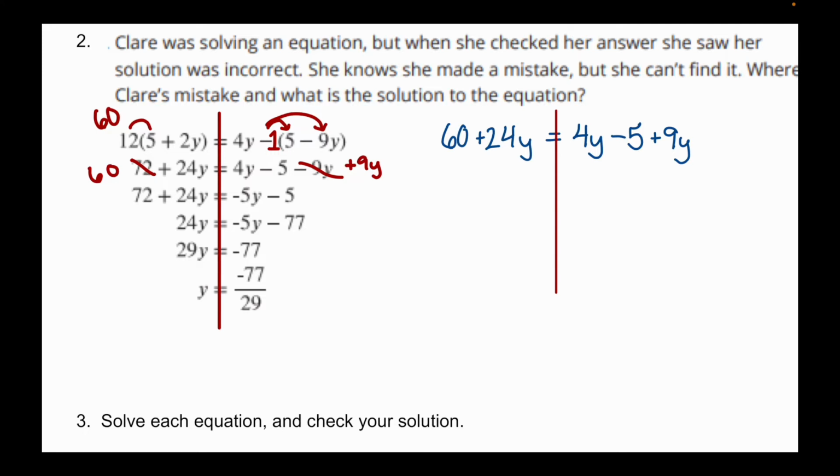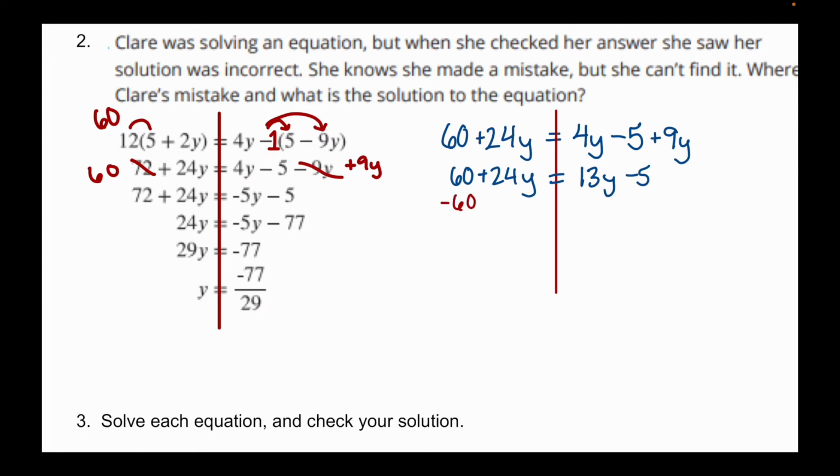First thing I'm going to do is just combine some things on the right. So the left-hand side I'm going to leave alone. This is still going to stay 60 plus 24y. We're just going to rearrange this so I can do the 9y. I'm going to combine that with the 4y. And since they're both positive, this is going to make 13y. And -5 is going to stay -5. Okay, so now I can start moving stuff around.